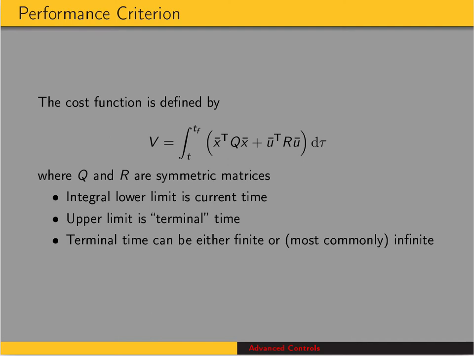Here is that quadratic cost function. V is the integral from t to t sub f of this sum. So the first term is quadratic in the state, and the second is quadratic in the input. Q and R are these symmetric matrices that we're going to work on choosing what their values are. And the lower limit of the integral is the current time, and the upper limit is called the terminal time. This terminal time can either be finite or, most commonly, infinite.